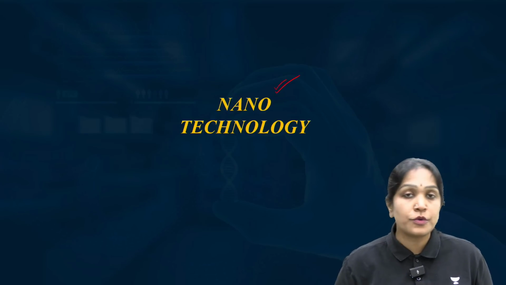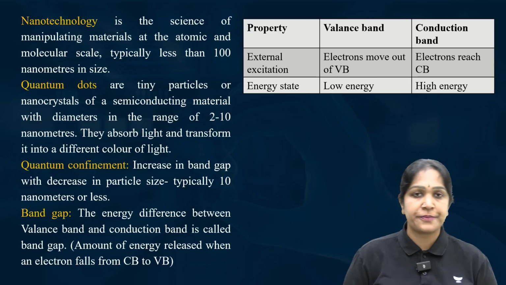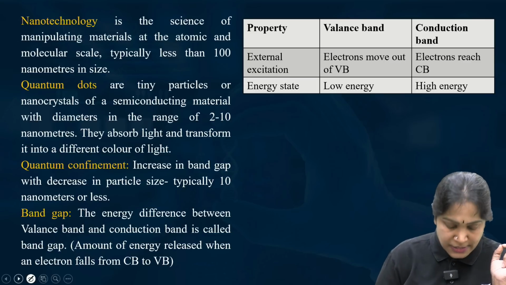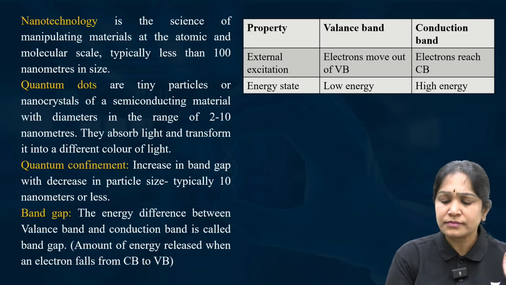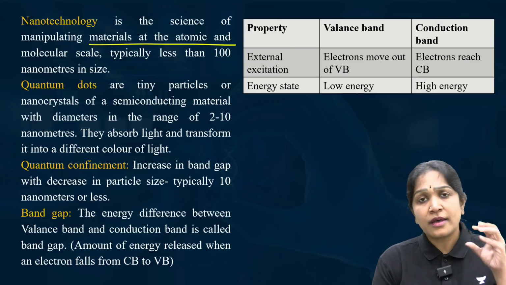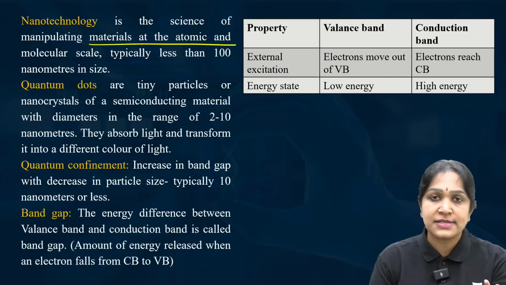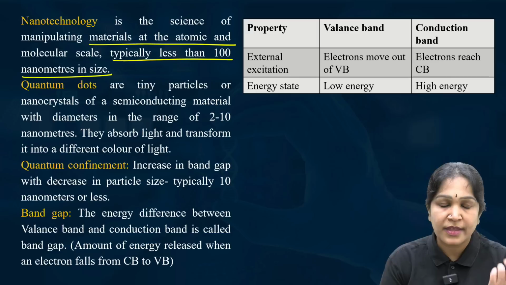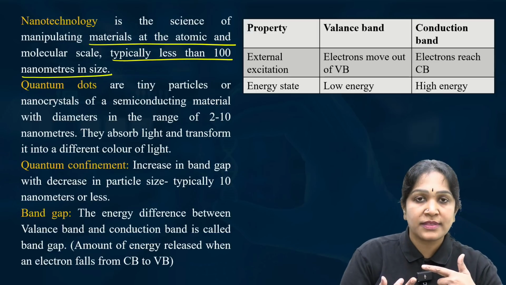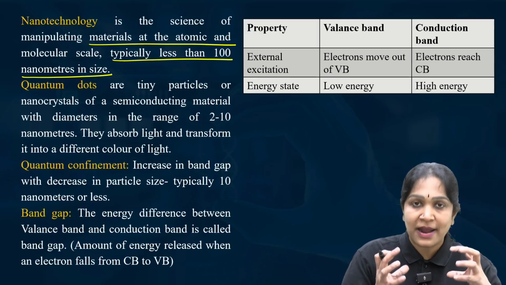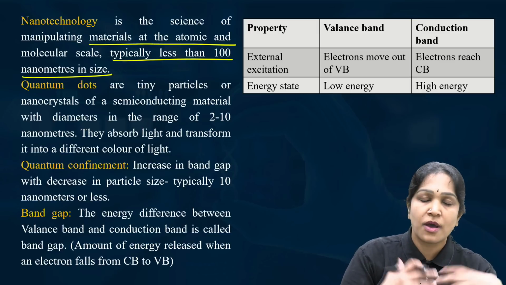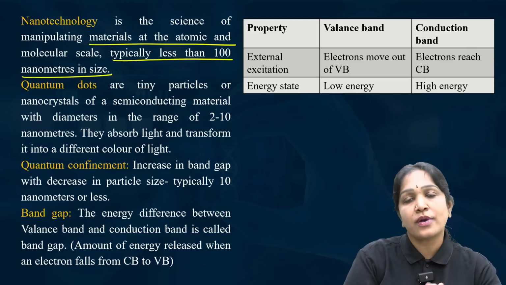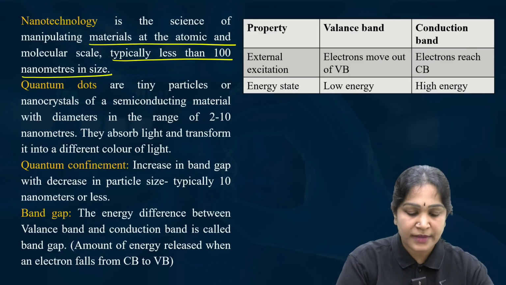Now let us see a few topics from nanotechnology. What is nanotechnology? Nanotechnology is the science of manipulating material which is very small in size, that is less than 100 nanometers. When you do anything with nanoparticles, that is, particles which are very small. Small means how small? Less than 100 nanometers. That technology is called nanotechnology.